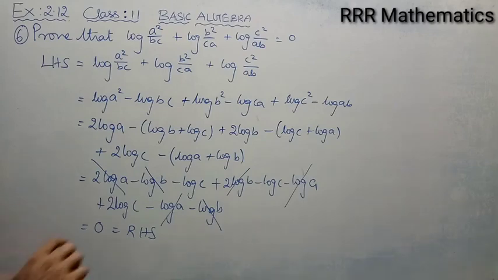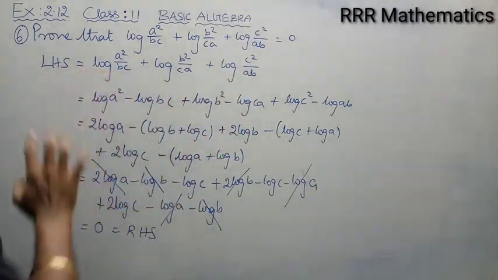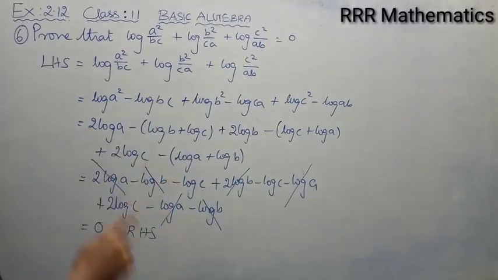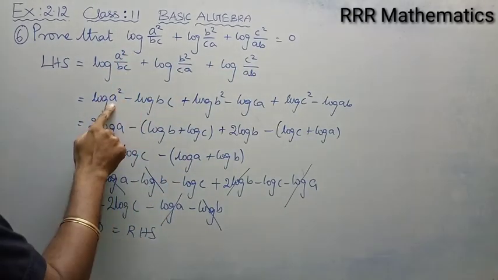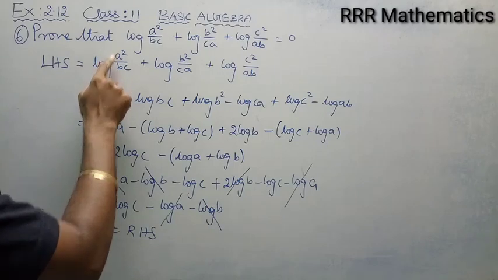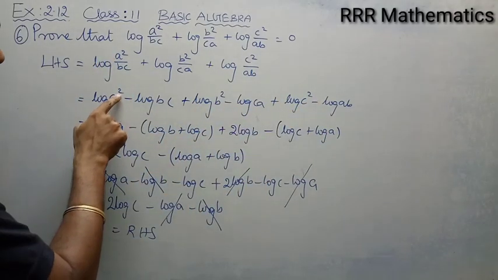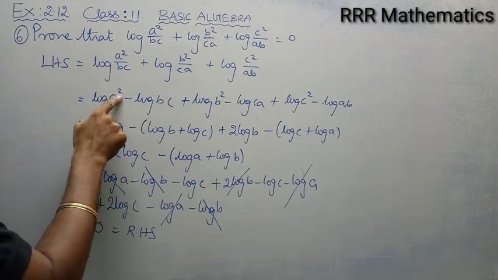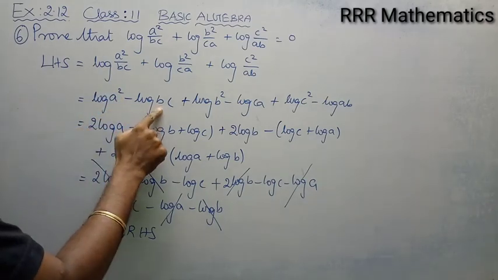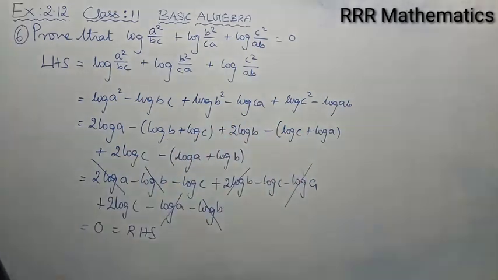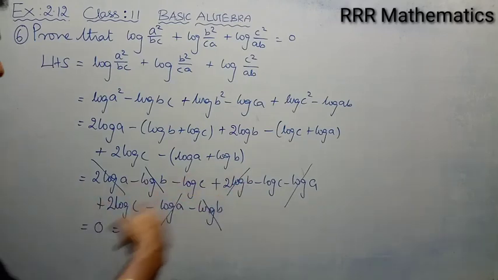Very simple. Very first line, the left hand side, when you see it, blindly it is the quotient part. So using the quotient rule, log m divided by n is log m minus log n. So it will be log a square minus log bc. Similarly, in the first term I have a power, so I am using the power rule, it will be 2 log a. Here I have a product, so I am using the product rule, log b plus log c. Similarly for the others. Removing the bracket, I am getting like this. So everything gets cancelled. Finally I am getting 0. Is it clear?